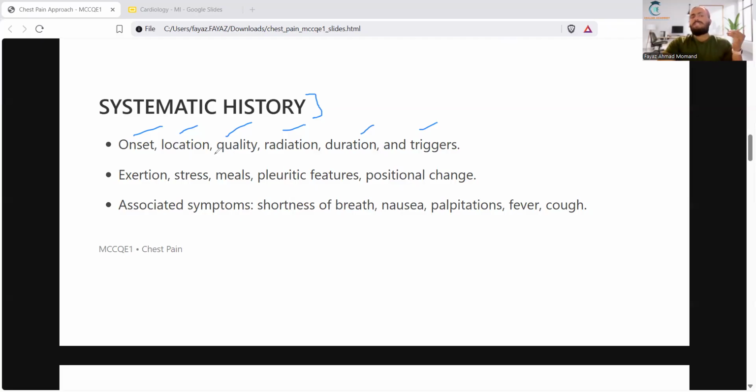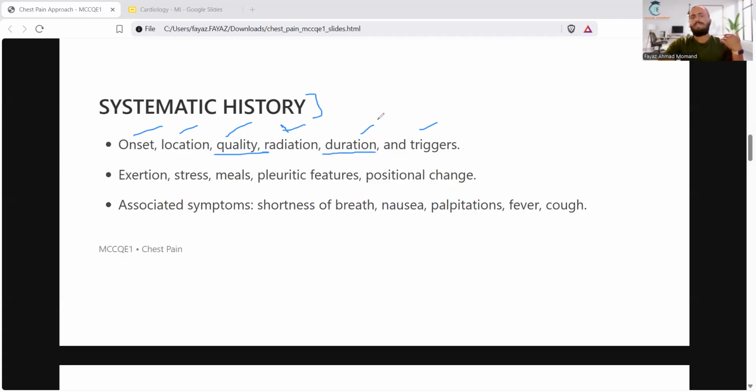Location would give you an idea. Quality, we already discussed. Radiation, typical MIs radiate to the left arm and jaw. Aortic dissection typically radiates to the back. If you have any of these radiations, then it is concerning for these conditions, and we need to do relevant investigations to rule them out.